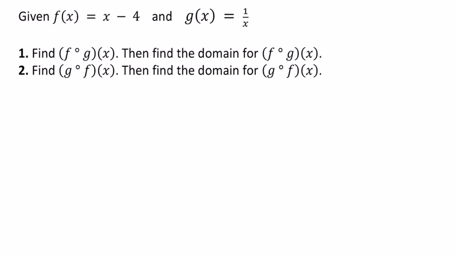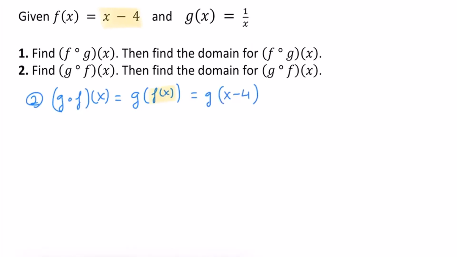Let's get number 2. We want g circle f of x. So g is the outside function, f is the inside function. So this is g of f of x. Start with the inside function, f of x. So that is x minus 4. So g of x minus 4. That means that wherever we see the x in the g function, we put in x minus 4. So we have 1 over x minus 4.